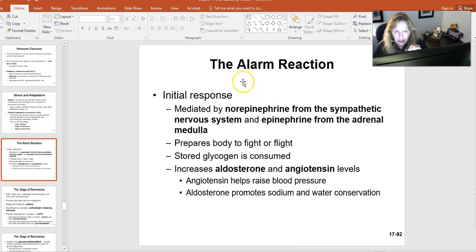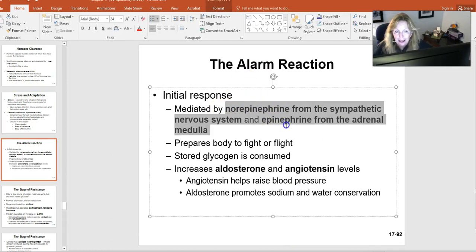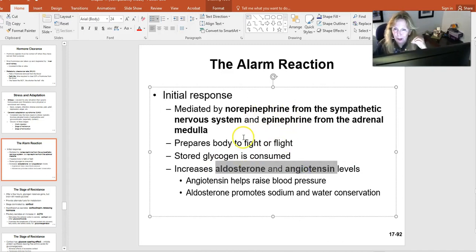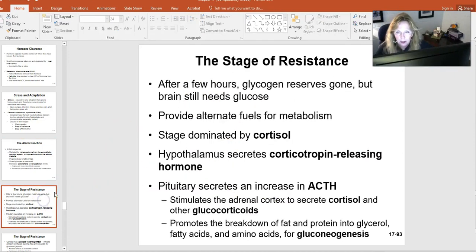So the first stage is that fight or flight. The epinephrine, norepinephrine, the adrenal medulla, giving us that fight or flight response. Glycogen's going to be broken down because we get glucose, we get energy. We can fight or we can run. We can try to repair things because we probably didn't win every fight. We increase aldosterone and angiotensin, so blood pressure goes up. Remember, blood pressure going up means blood's running faster to everything. These are all part of the process.